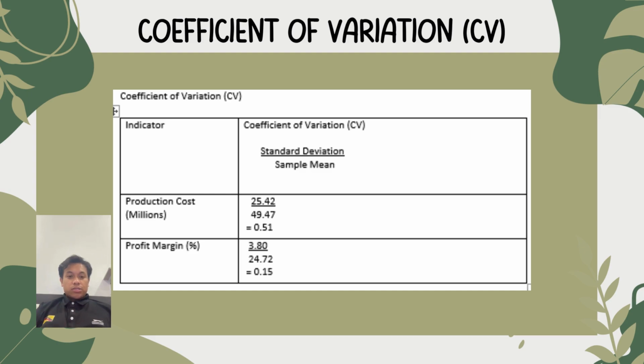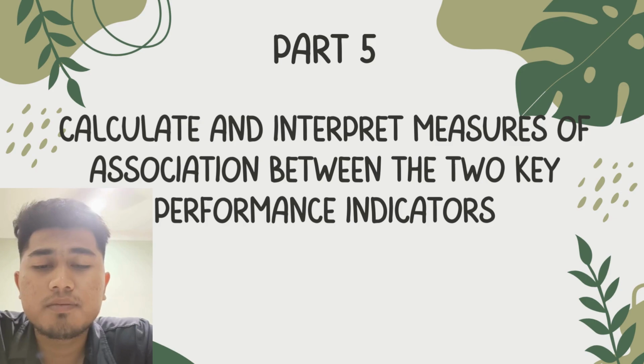So for the profit margin, the CV is 15.4% or 0.154. This indicates that there is a 15.4% variation in profit margin compared to the average. When compared to production expenses, a lower CV suggests more reliable and consistent profit margins. That's all for me. Thank you so much.